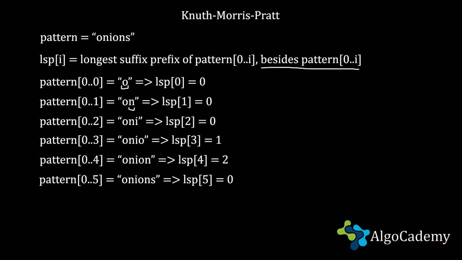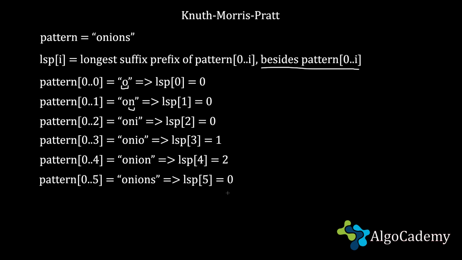In the next prefix, onion, the LSP is 2. Why is that? Because we have this suffix of length 2, which as you can see is also a prefix. If you try the longer ones, for example, ion, this is not a prefix, and neither is nion. It is not equal to onio, so LSP of 4 equals 2. And for the last prefix, which is the whole substring, onions, we have no suffix which is also a prefix, so the LSP equals 0.